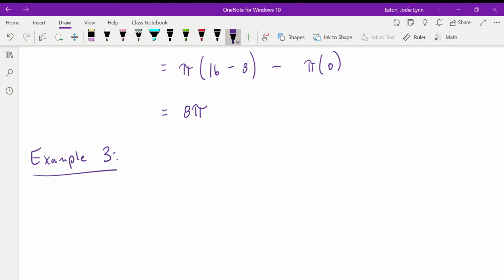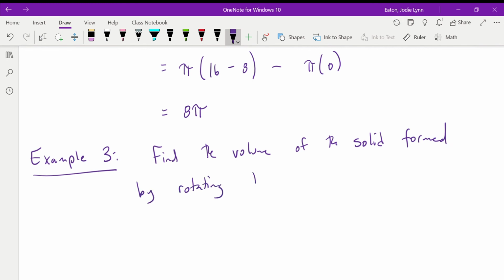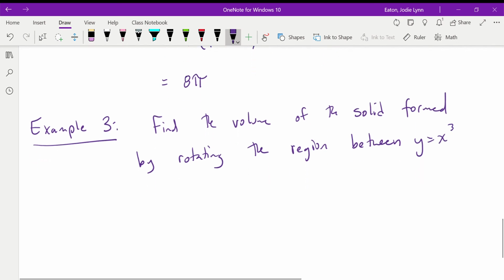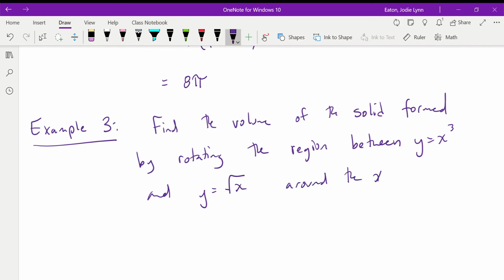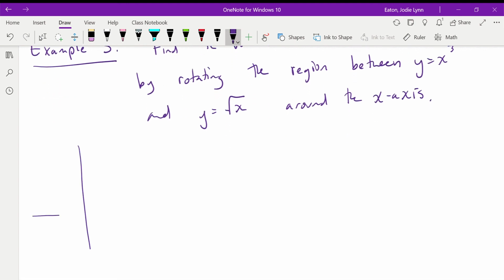Okay. So we're going to find the volume of the solid formed by rotating the region between y equals x cubed and y equals radical x around the x-axis. Let's sketch a picture. So we have y equals x cubed.